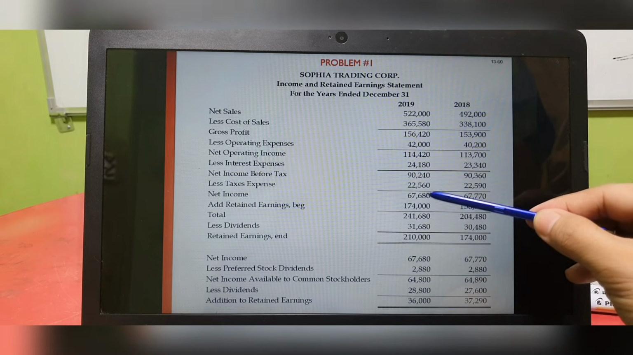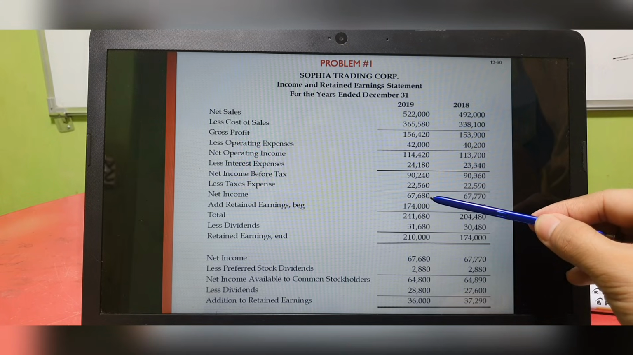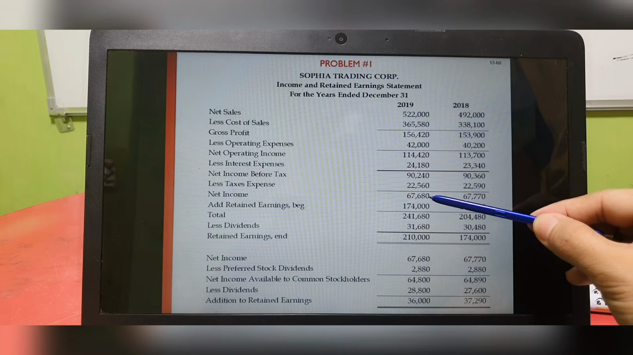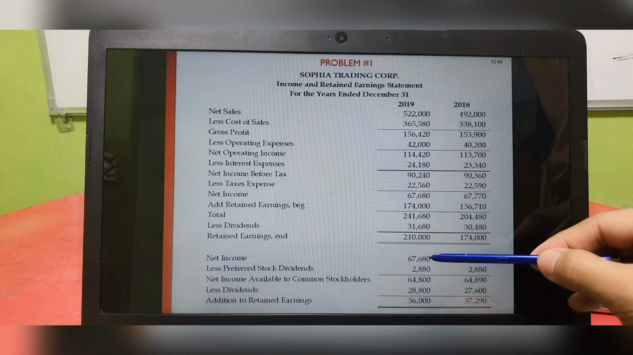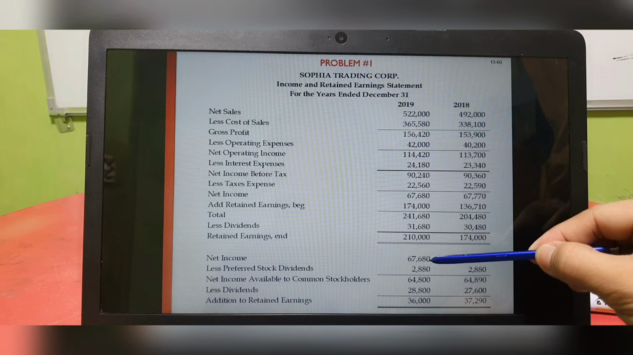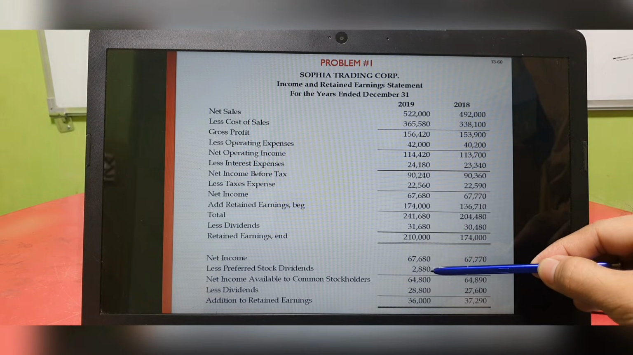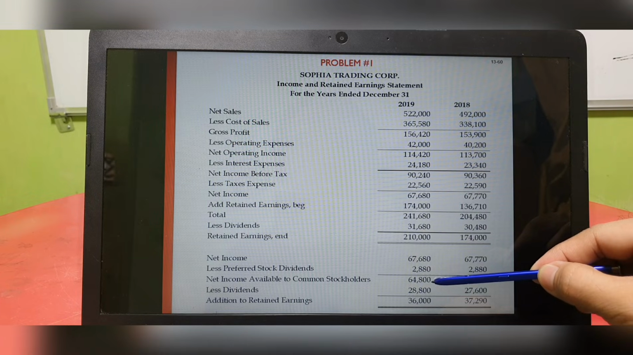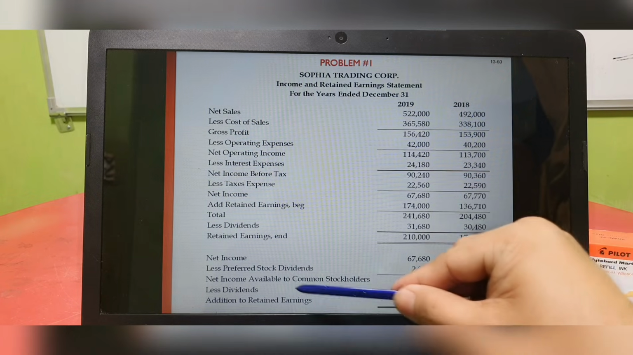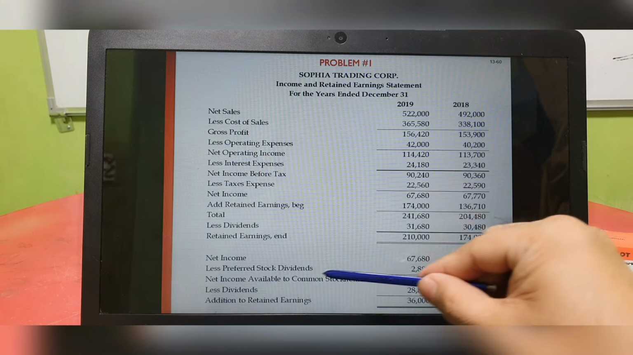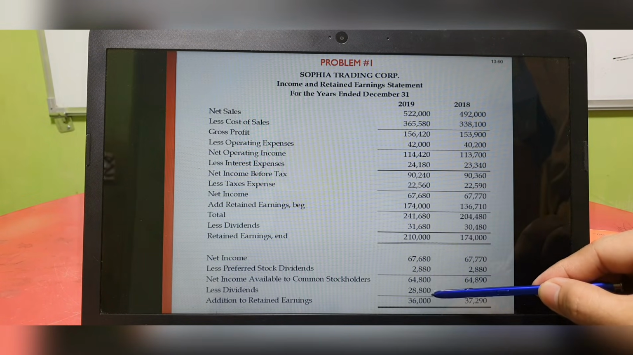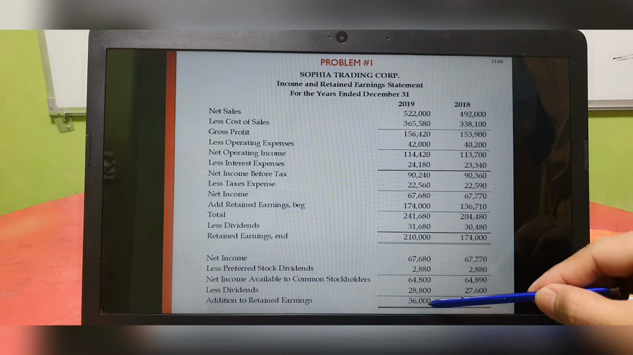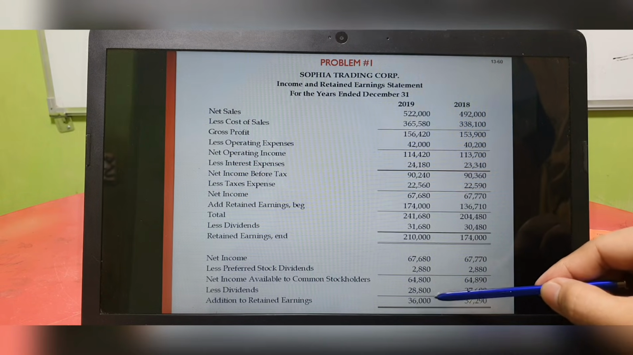But remember, yung net income natin, hindi agad mapupunta sa common stockholders dahil ang priority natin ay mga preference shareholders o mga preferred stockholders. Okay? So, ibig sabihin, ito yung net income natin na 67,880. I-less muna natin yung preferred stock dividends. That's the only time that we can compute for the net income na available sa ating mga owners or common stockholders. Okay? And this is the dividends for common stockholders, and this is the addition to your retained earnings.